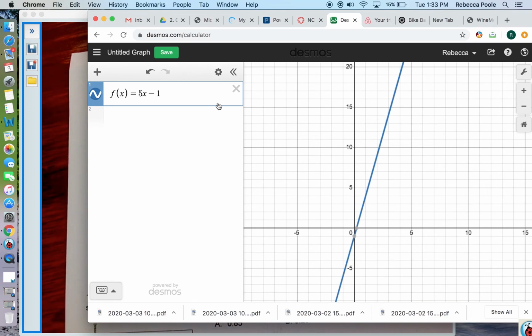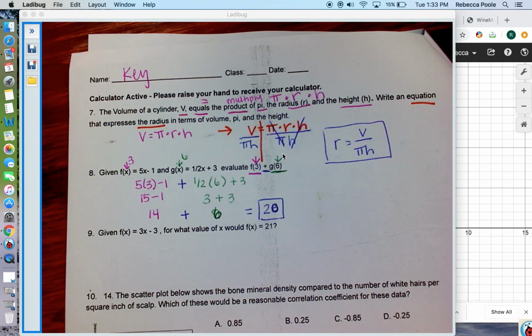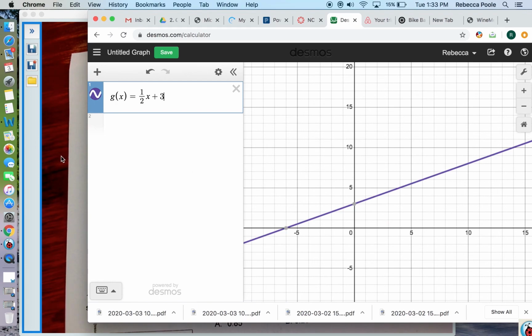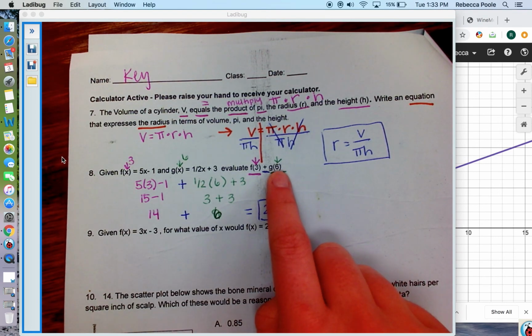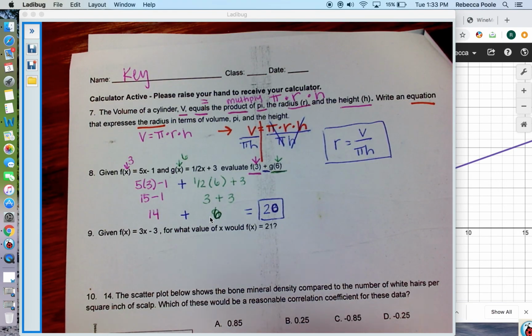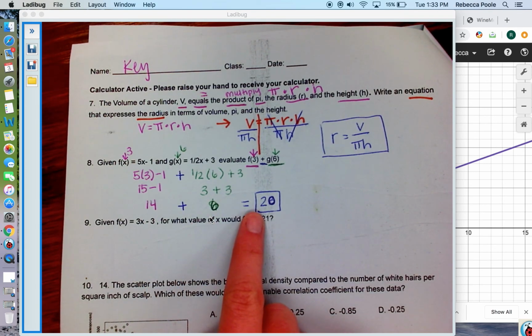Okay? Now, for the next part, if I go put in g of x equals 1/2 x plus 3, and this time I'm looking for the value where x is 6. So I go look on my graph where x is 6, that's right here. Then when I go up, it looks like the value that goes with that is 6 on the y. So this is 6 as well. So I'm doing 14 plus 6 in Desmos, which is also going to give me 20.